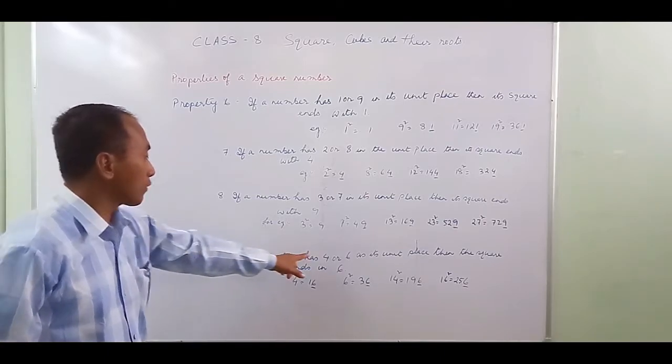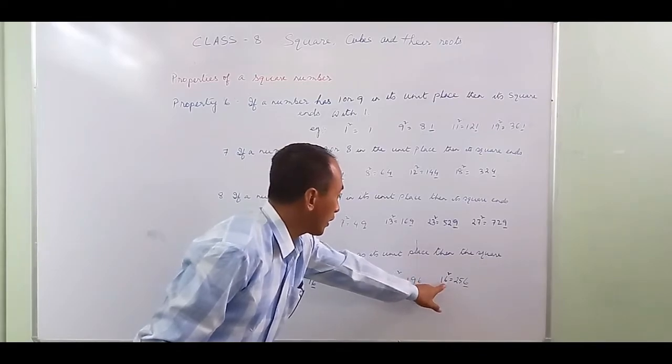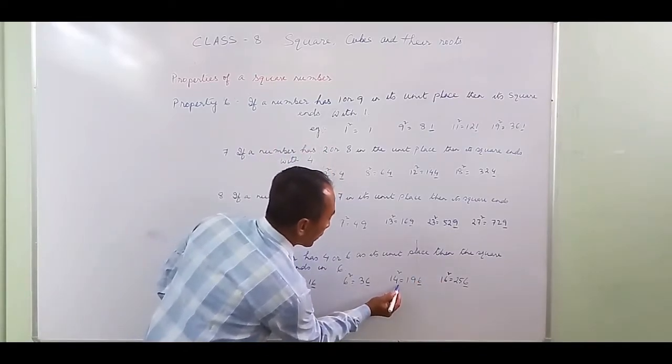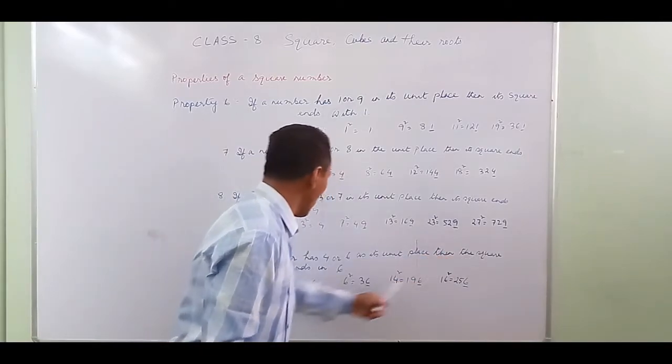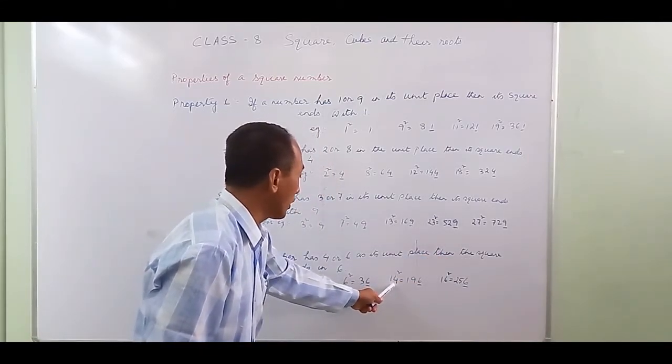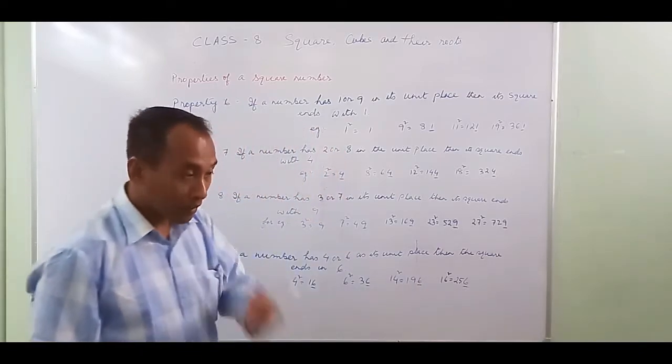If a number has 4 or 6 in the unit place, then the square ends with 6. Here 4 ends with 6, and here 6 ends with 6.